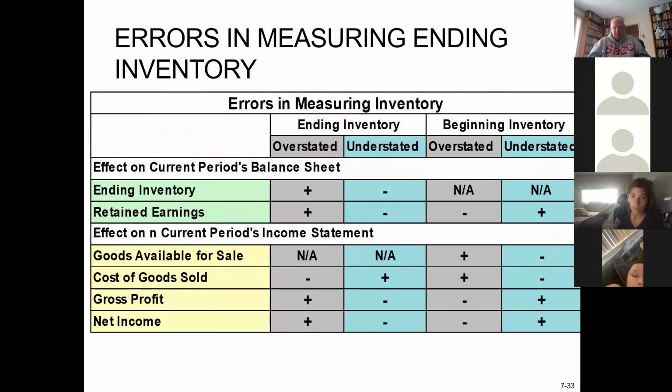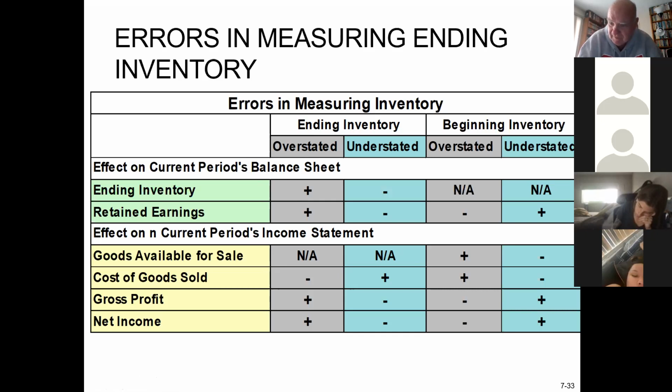Now, this is a fun thing. Oh, the effects, errors in measuring ending inventory. Oh, that's a killer if you do that, believe me. And I'll have one of my real life anecdotes ready in a second, if you don't mind. Okay. If you overstate the ending inventory, you make a mistake.